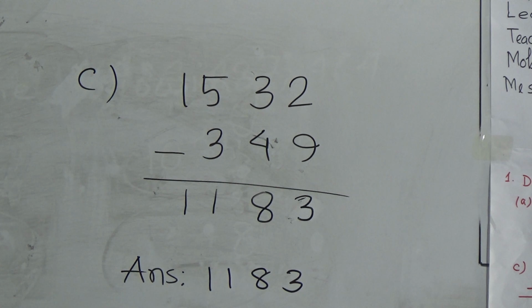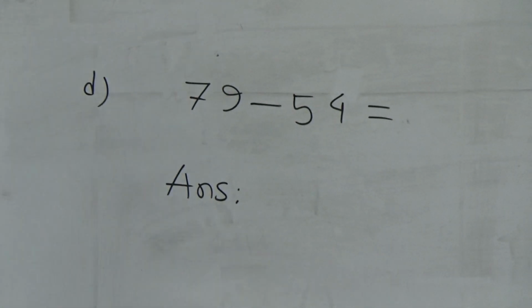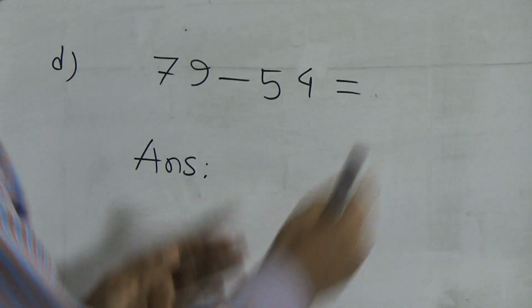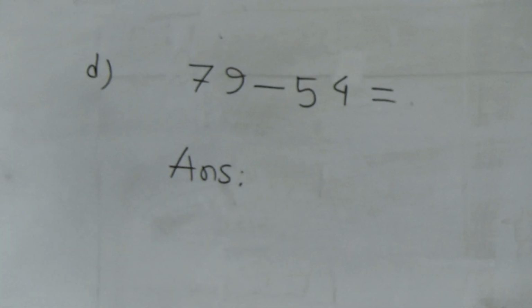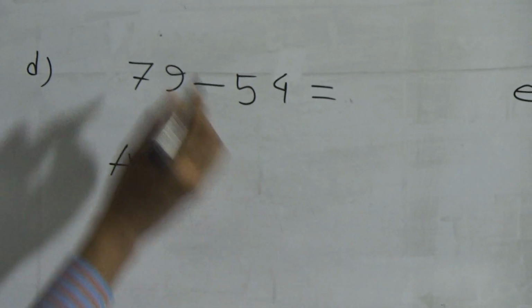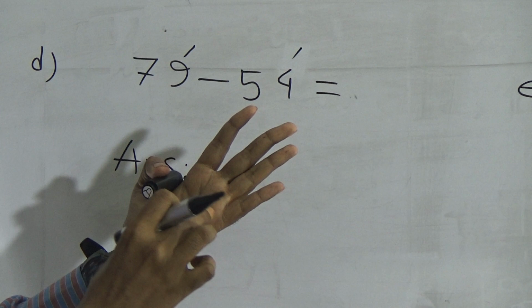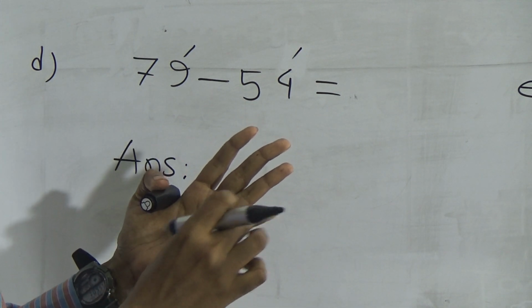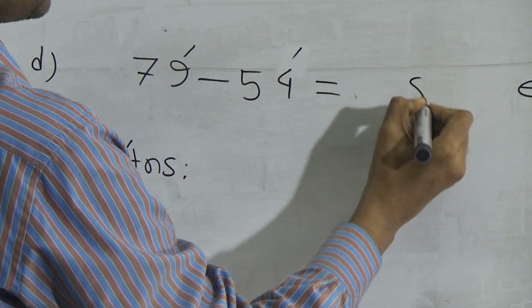Now you see the question number D. Okay, you see this is question number C. This D number and E number both are subtraction without carrying. Subtraction without carrying. Look, 9 minus 4. 9 minus 4 equal to what? 9 minus 4 equal to, you see, 4, 5, 6, 7, 8, 9. That means what? 5. Right here, 5.